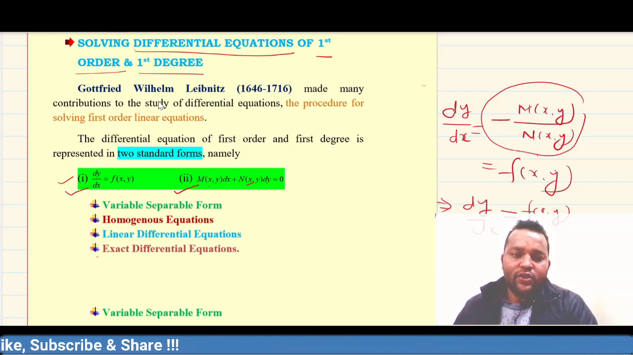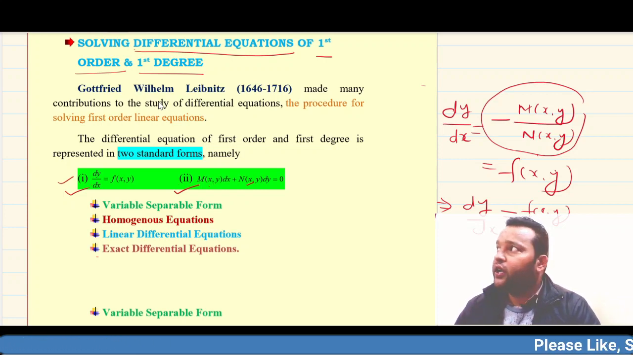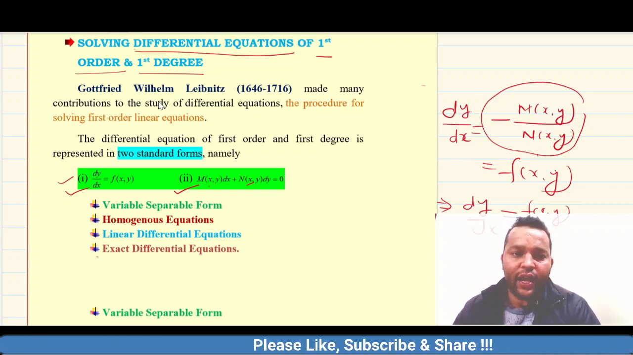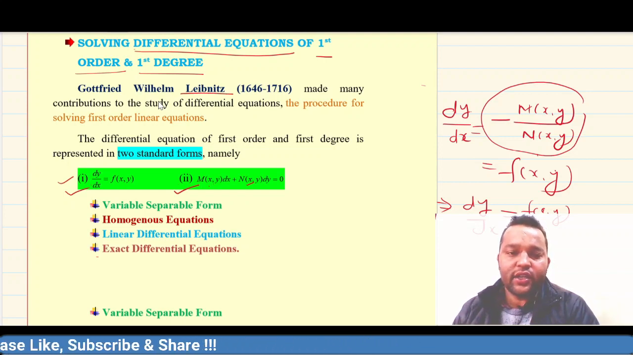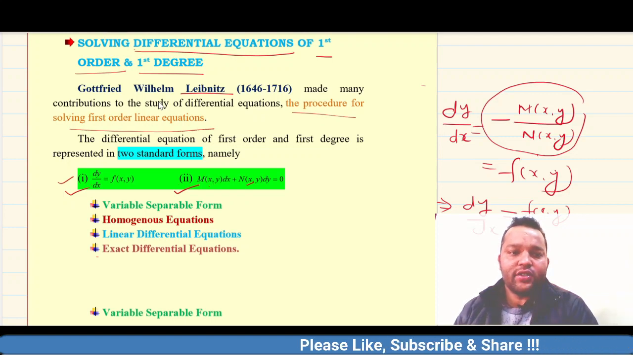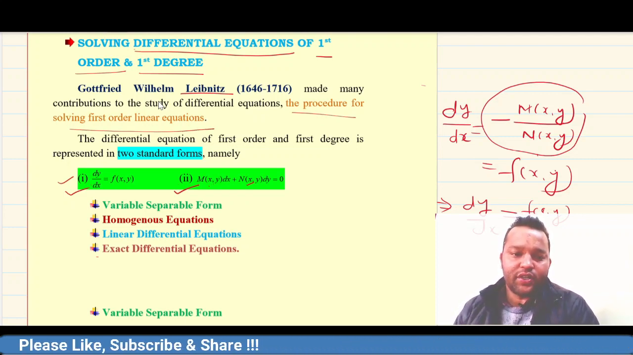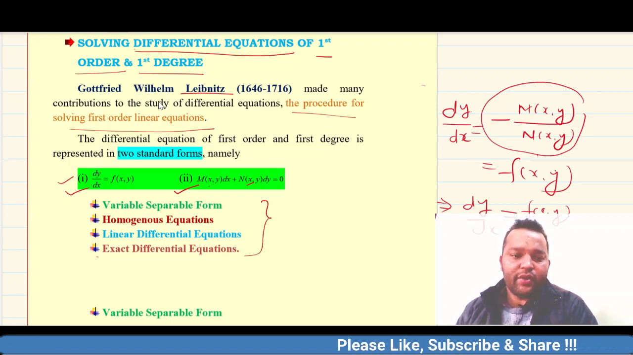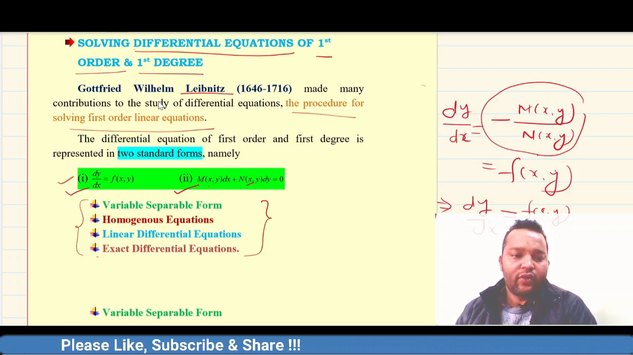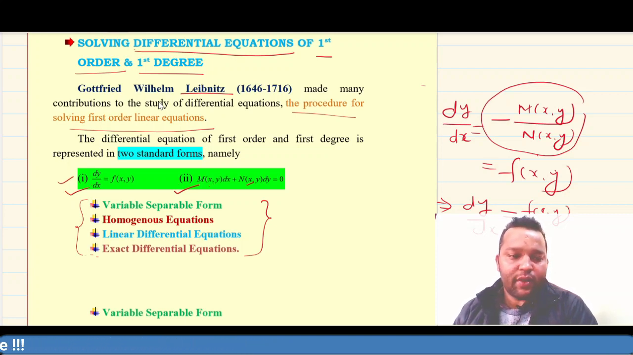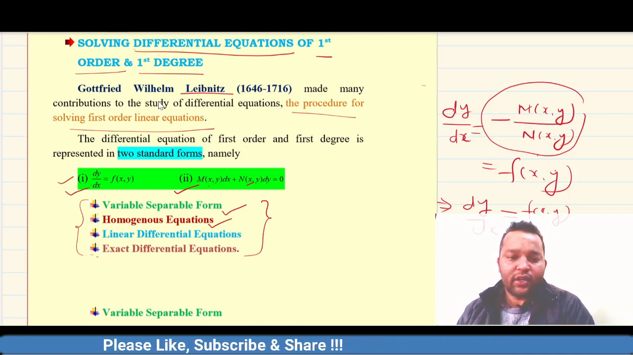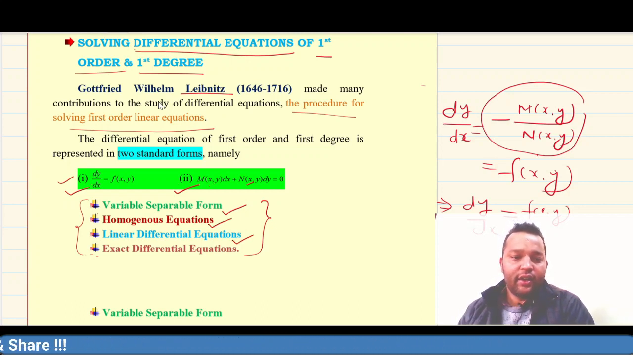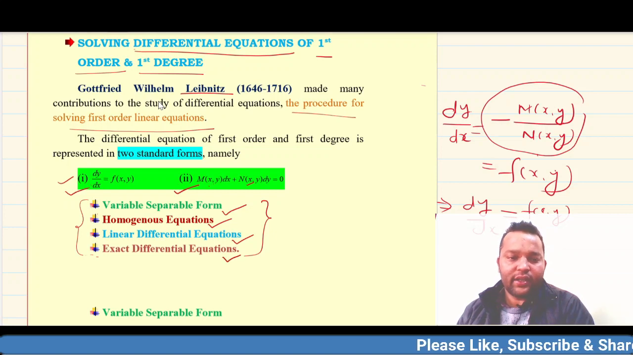So in order to find the solutions of first order and first degree differential equations, Leibniz made many contributions in order to provide the procedure for solving them. The first order and first degree differential equation can be solved with the help of these four methods. The first method is the variable separable method, the second method is the homogeneous method, the third method is the linear differential equation, and the last method is the exact differential equation.